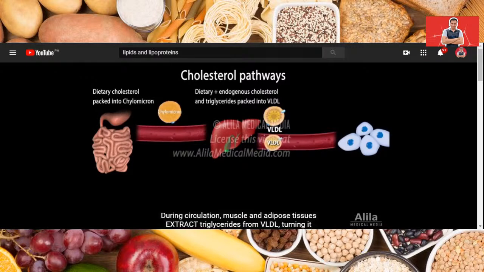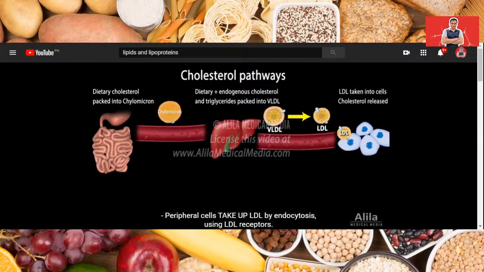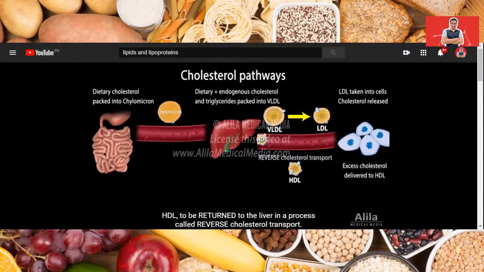During circulation, muscle and adipose tissues extract triglycerides from VLDL, turning it into low-density lipoprotein, LDL. Peripheral cells take up LDL by endocytosis using LDL receptors. Cholesterol is used in cell membrane and other functions. Excess cholesterol is exported from the cells and delivered to high-density lipoprotein, HDL, to be returned to the liver in a process called reverse cholesterol transport.